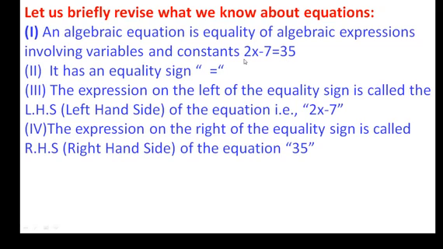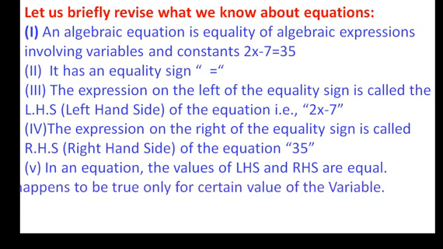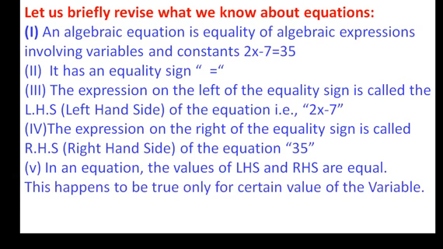So what is LHS? 2x minus 7. What is RHS? 35. So in an equation, the values of LHS and RHS are equal. Why? Because the equal sign is given in between. This happens to be true only for a certain value of the variable. So what value do we have to take in place of x? We already found the x value is 21.